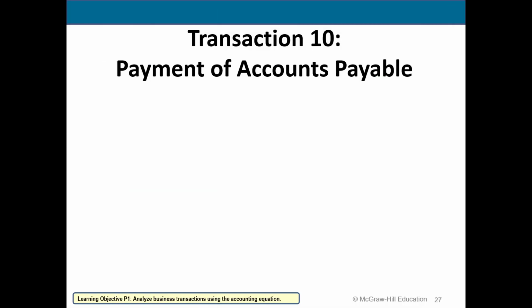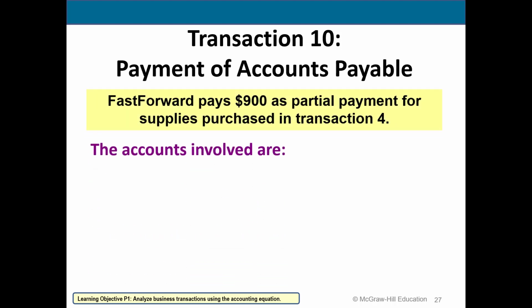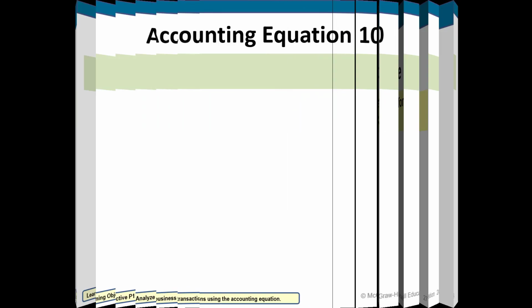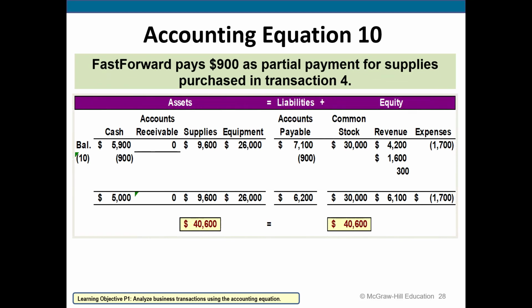The next transaction is payment of accounts payable. So now we're paying a partial payment on the amount that we purchased in transaction 4. So our cash will be decreased as well as our accounts payable. Both of these will be decreased. So here's transaction 10, cash goes down, accounts payable also is decreased. So now we only owe $6,200.